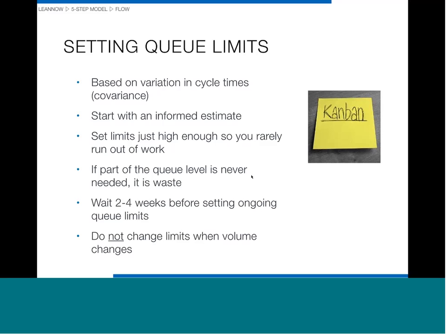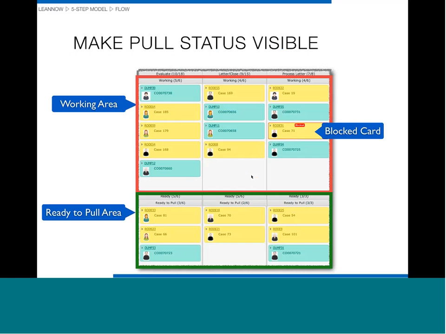One thing that a lot of clients get wrong is they think that when their volume increases, they should increase the queue limits. And the queue limits do not depend on volume, because cycle times do not depend on volume. The only thing that it depends on is the variation in cycle times. So we don't want to raise the queue limits just because our volume goes up. And so I often have to remind my clients of that.